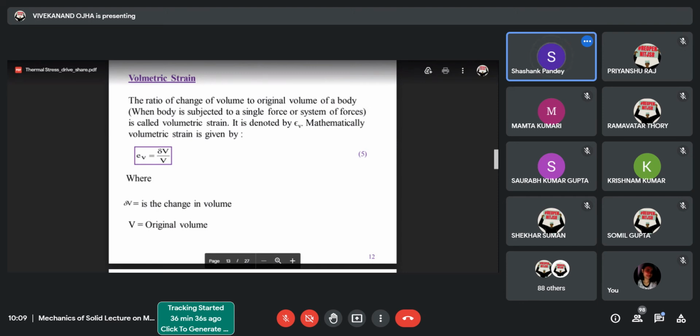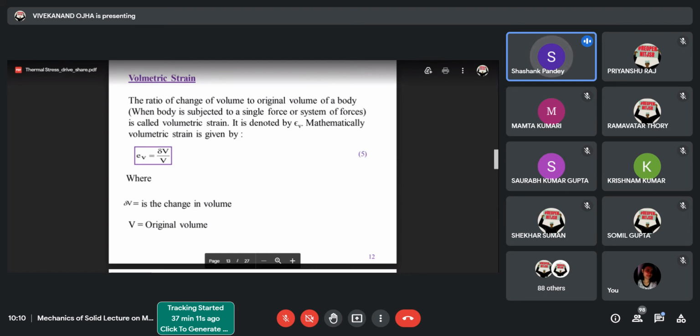It is the ratio of change of volume to original volume of the body. As the term strain suggests, in the numerator we will have a change and the denominator will be the original. For volumetric strain, the similar meaning applies. That is, the ratio of change in volume to original volume when a body is subjected to a single force or system of forces is called volumetric strain.